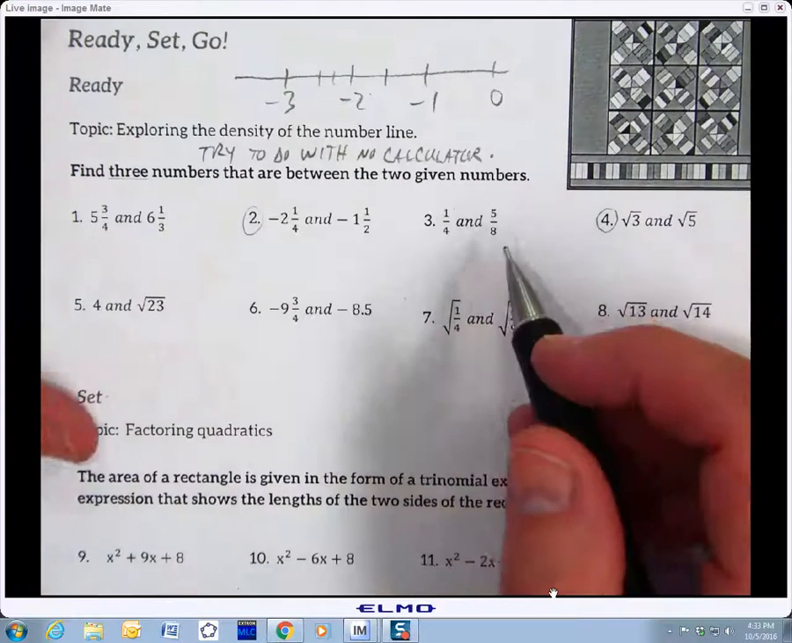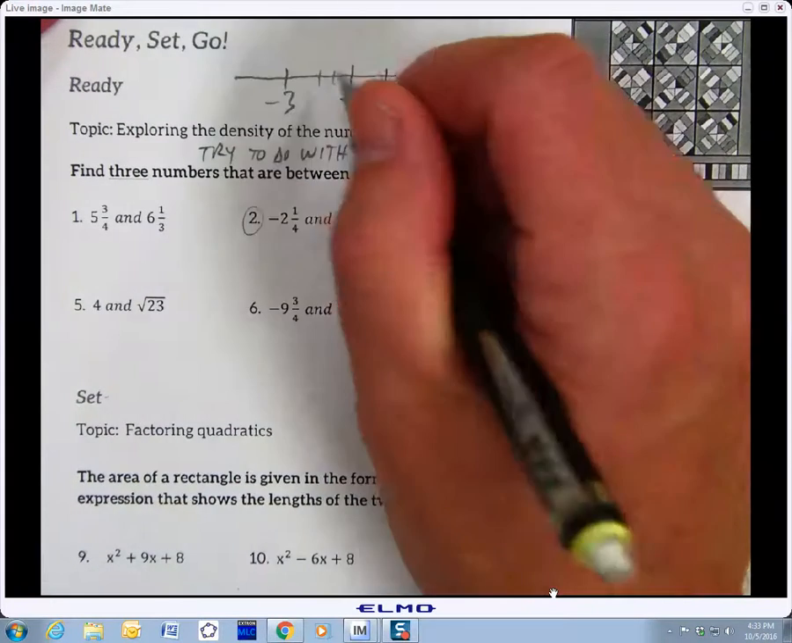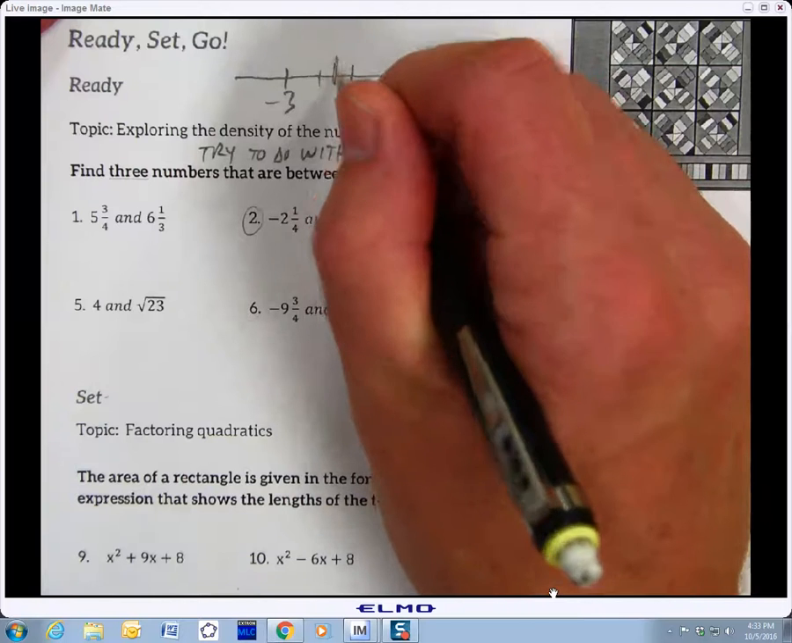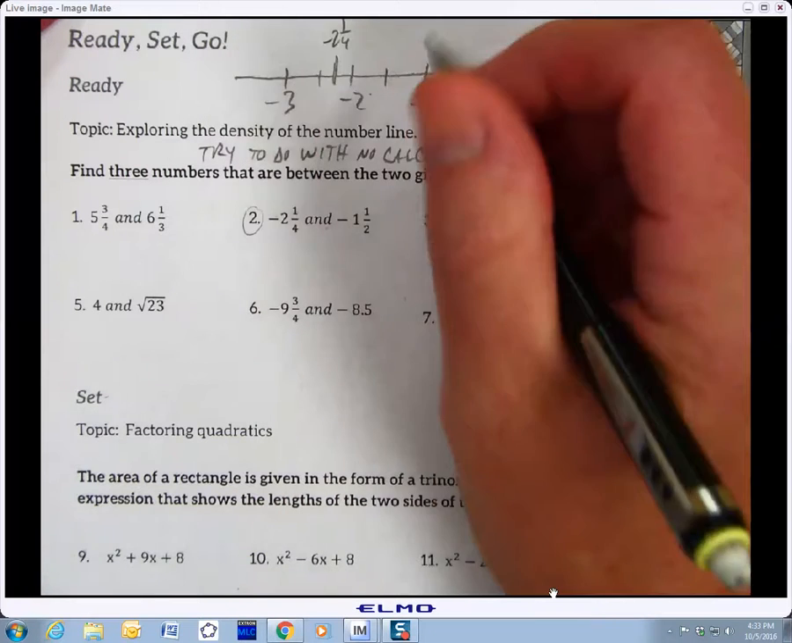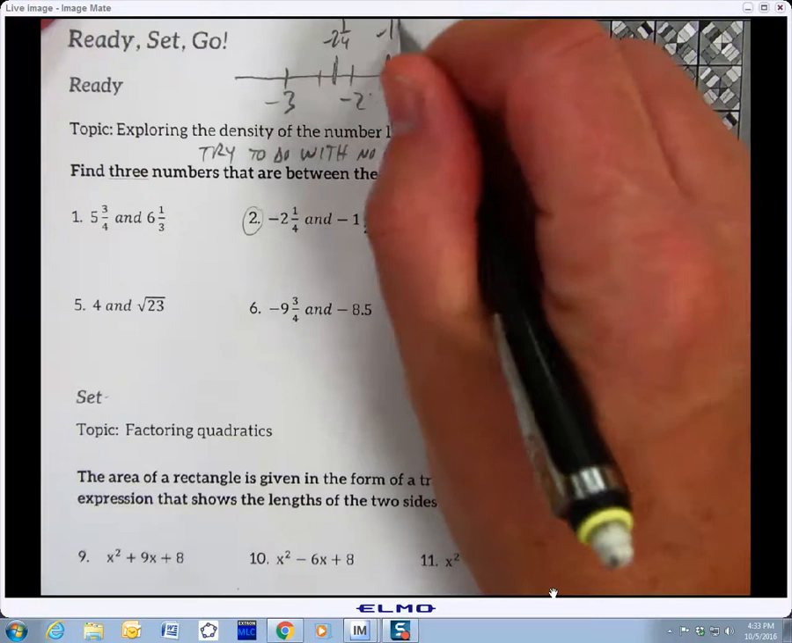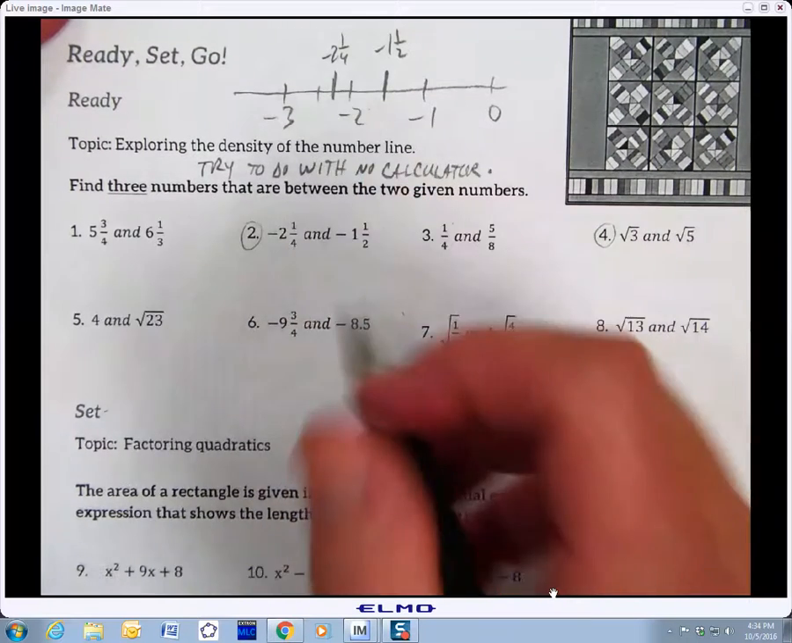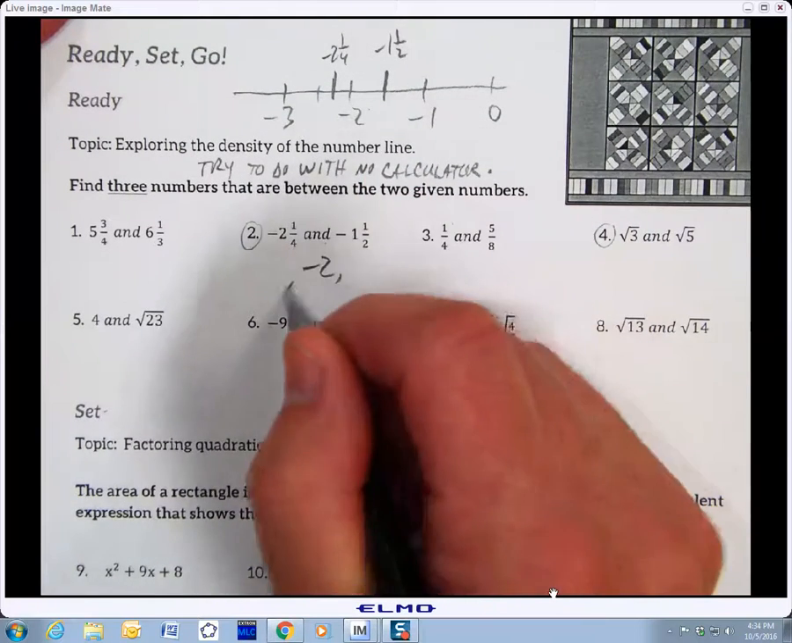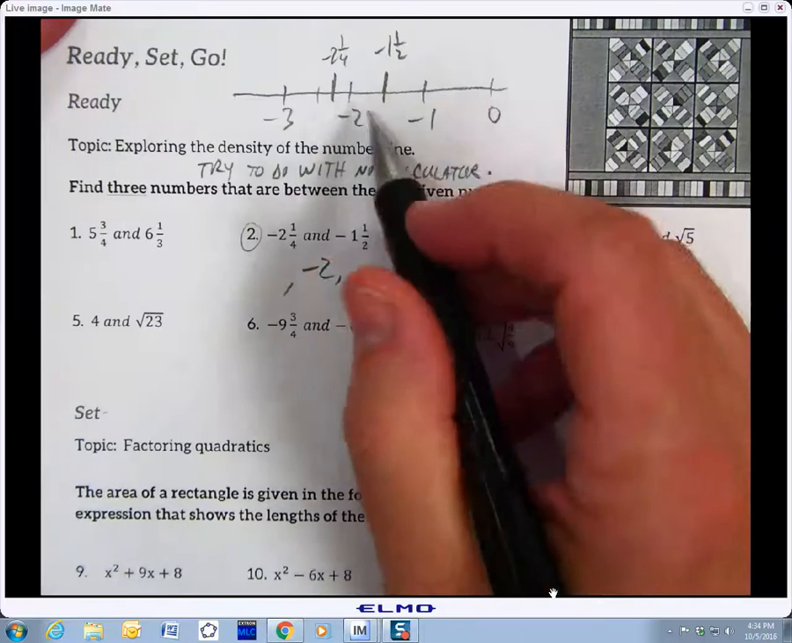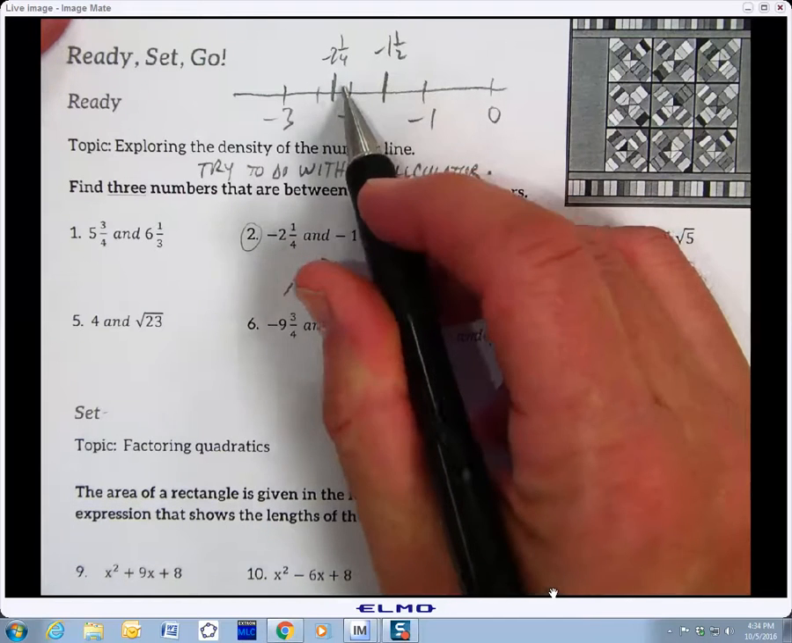Okay, one that I know for sure. Well, let me go ahead and mark this a little bit darker. That's -2 and a fourth, and this right here is -1 and a half. One that I know for sure, that's an easy one: -2 is in between there. So maybe we put something like that in the middle. But let's see. What's on its way to -2 and a fourth?